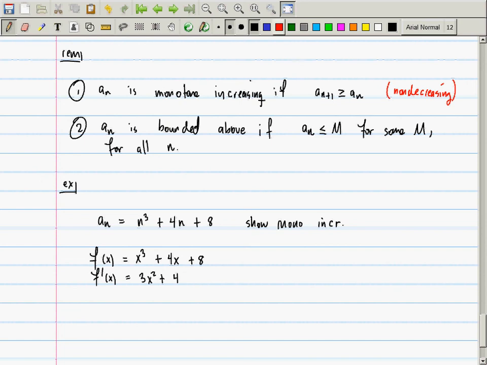Okay, so now notice, what is the smallest that 3x squared can ever be? 0, right? If you're allowed to use any x whatsoever, then the smallest it can ever be is 0. And what is the smallest 4 can ever be? 4, right? Good. So the smallest that the derivative can ever be is 4. So the derivative is positive. This is telling you that f(x) is increasing for all values of x, and therefore that a_n is monotone increasing. Great.